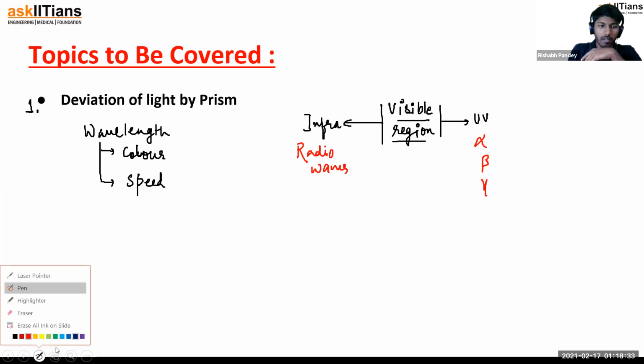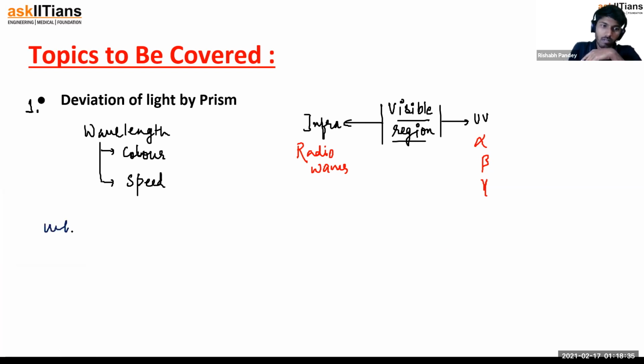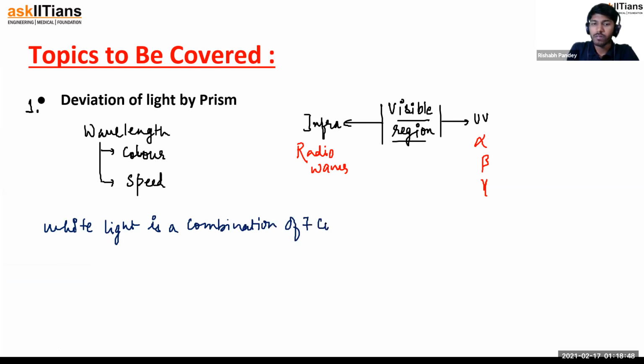White light is a combination of 7 colors. And every color has their own wavelength. As I said earlier, that the color is decided by the wavelength itself. So every color has their own wavelength.